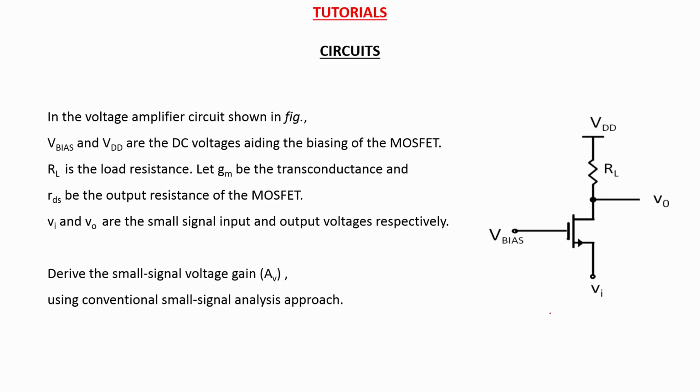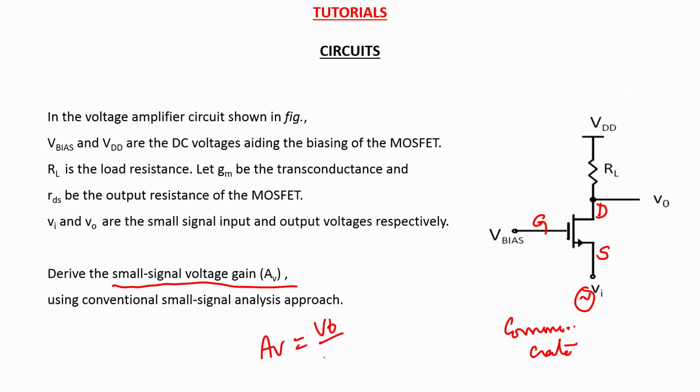And here is another one such amplifier circuit where your small signal input is given at the source terminal, and the small signal output is taken at the drain terminal of the device, and at the gate terminal a constant DC voltage is given, and you have a resistive load RL connected to VDD. So this is called a common gate topology. So in this question you are asked to derive the small signal voltage gain AV, which is nothing but VO by Vin for the amplifier.